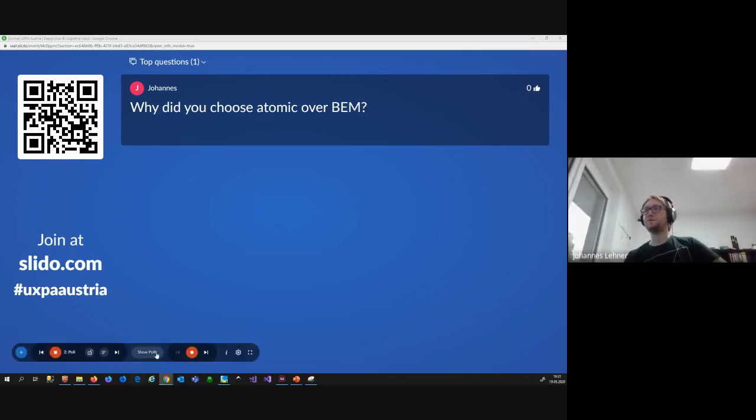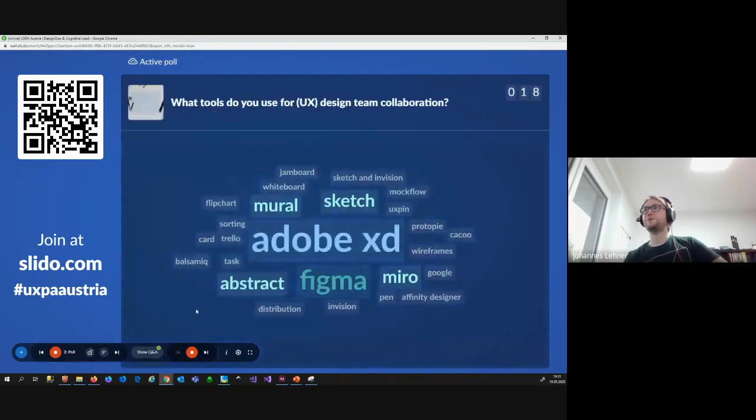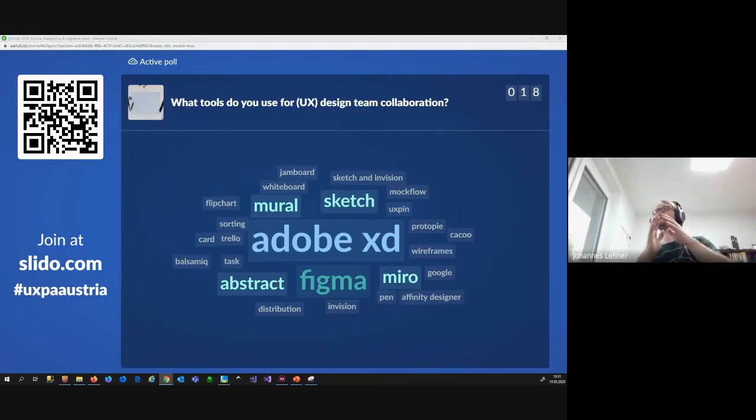And while we are waiting for maybe some additional questions, I show you the outcome of the design team collaboration. There's a lot of tendency to Adobe XD. We also have Balsamiq here. We have Figma, Miro, and Mural, almost the same. I don't know if all of you know Mural and Miro. These are some kind of online whiteboards specifically designed for collaboration for designers. You can also use sticky notes and so on. And I don't know why to prefer one over the other, because both match each other.